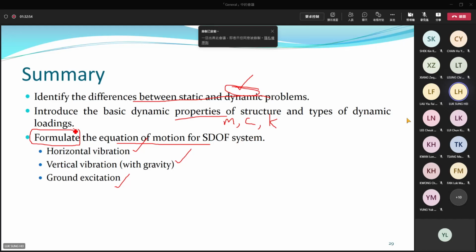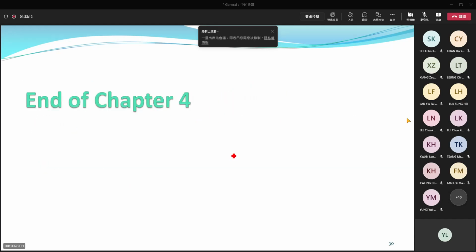The next one, topic 5. Topic 5, we will try to consider how to solve the problem, how to solve the equation, not just formulate. We would like to solve the problem and find out the displacement function, how the system oscillates under different kinds of loadings. End of chapter 4.